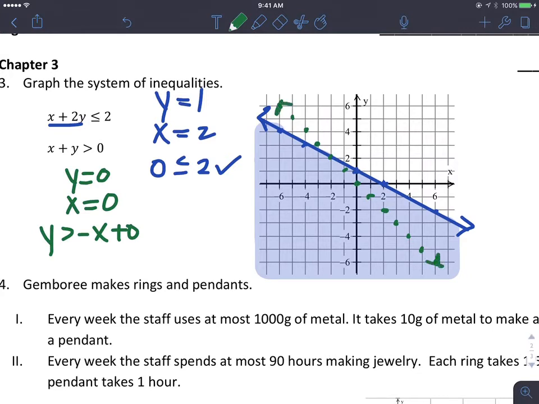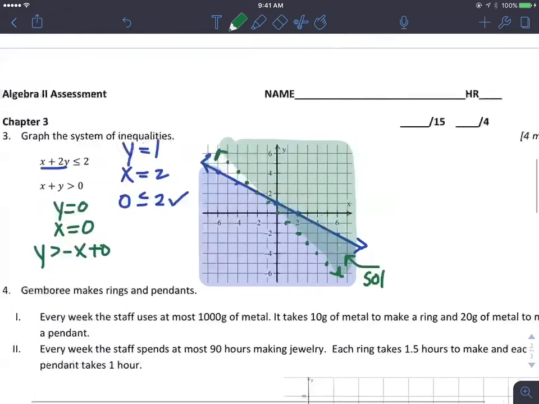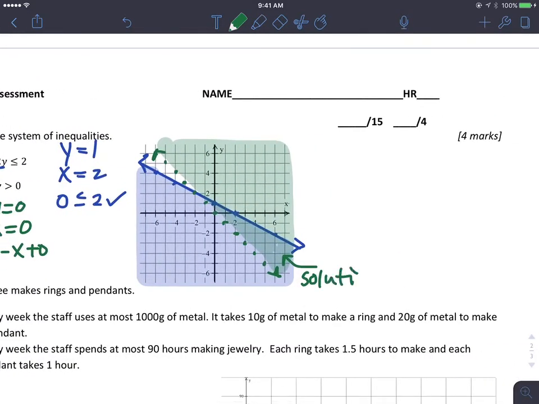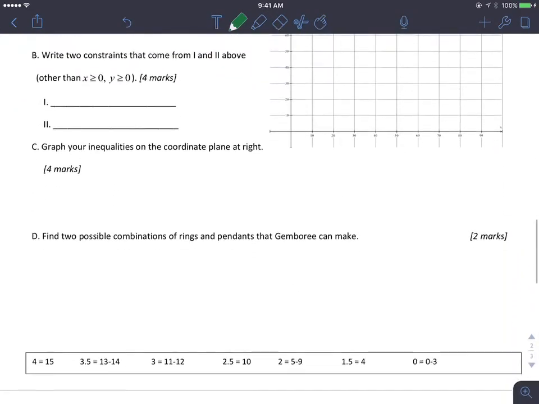Arrows. And then we need to decide where to shade. So y is greater than negative x. Greater than means we are going to shade above. So this little region right here is my solution. Okay, just one more left.